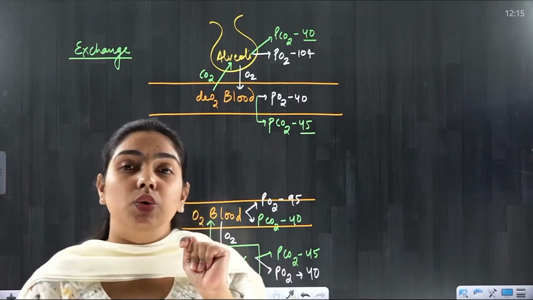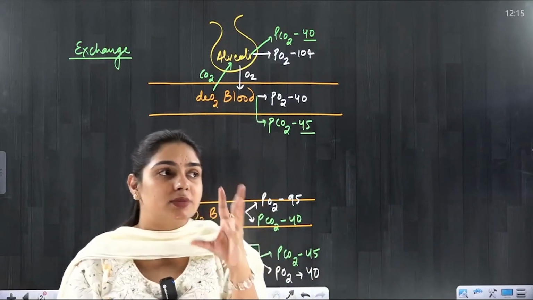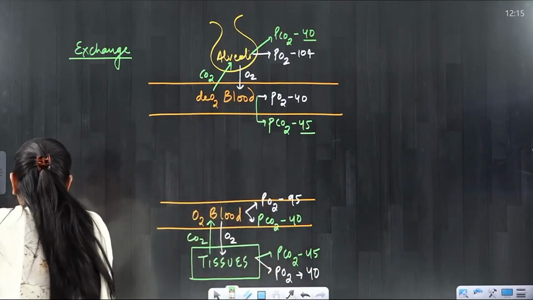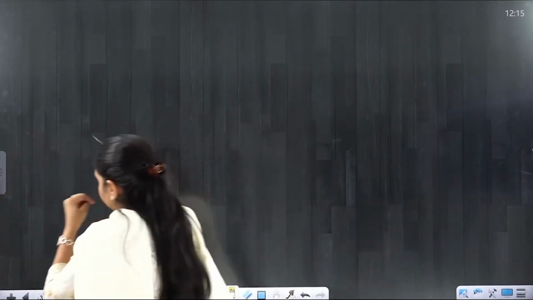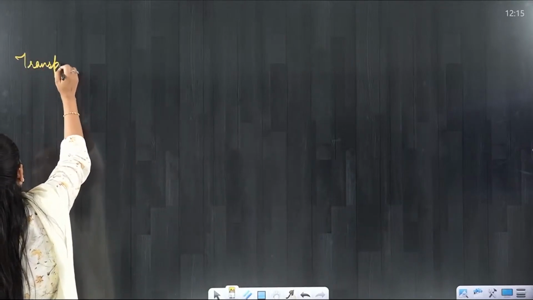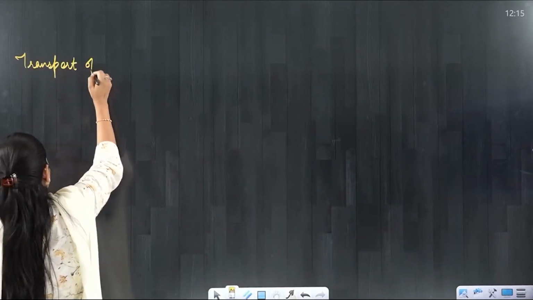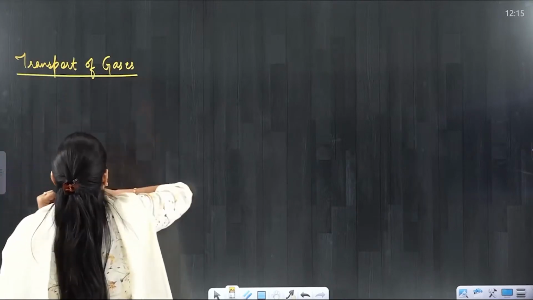Now, let me tell you the transport. Let me clear the meaning of transport of gases. So, we have two gases: one is oxygen, one is carbon dioxide. Both the gases will be transported by blood. Blood is the only medium in the body for the transport.